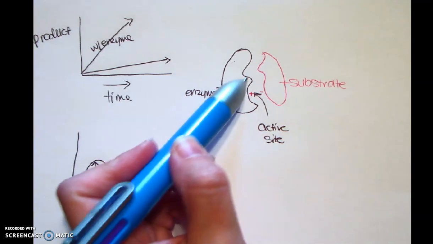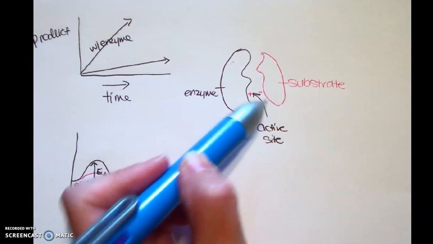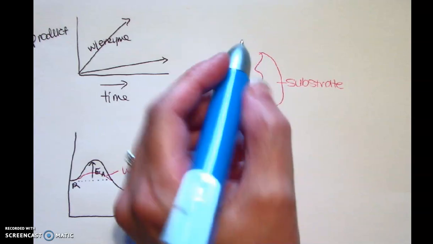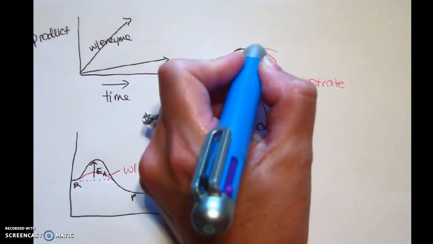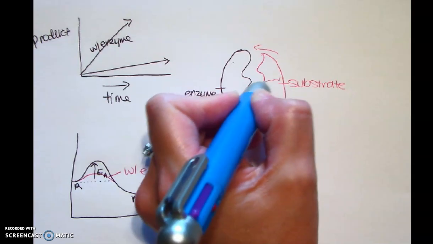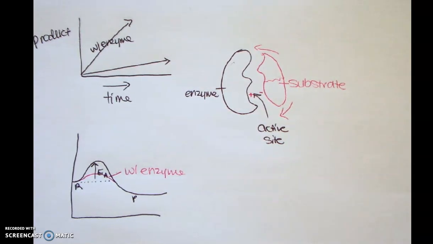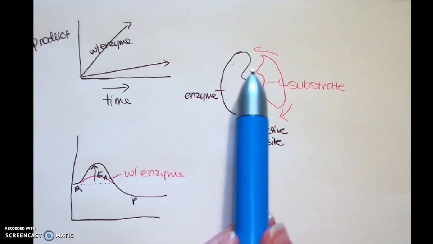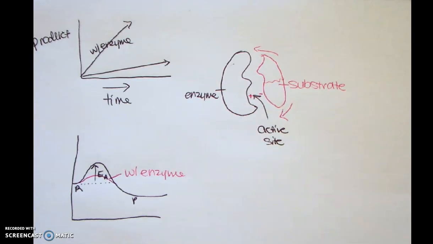And so it is structured specifically to fit with that substrate and to do whatever it needs to do. Like I said, it may cause the substrate to kind of bend like that. And so it creates some strain that will eventually cause that substrate to break in half. Different enzymes do different things, but so it's going to fit. It's going to bind to the substrate at the active site, but it's also going to be structured so that it can perform the function it's going to need to.